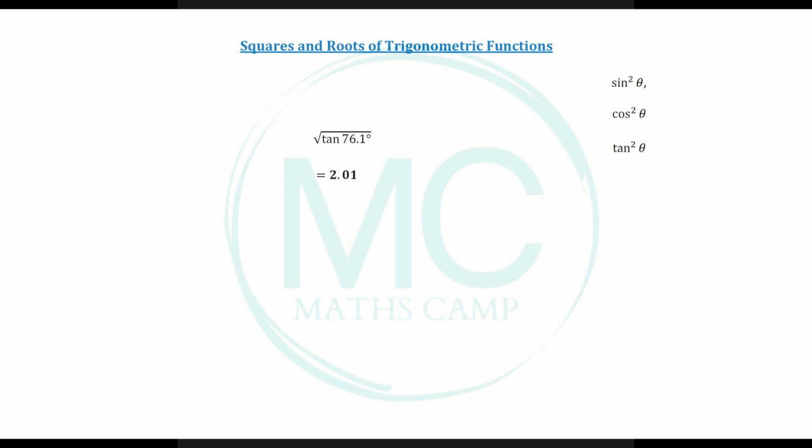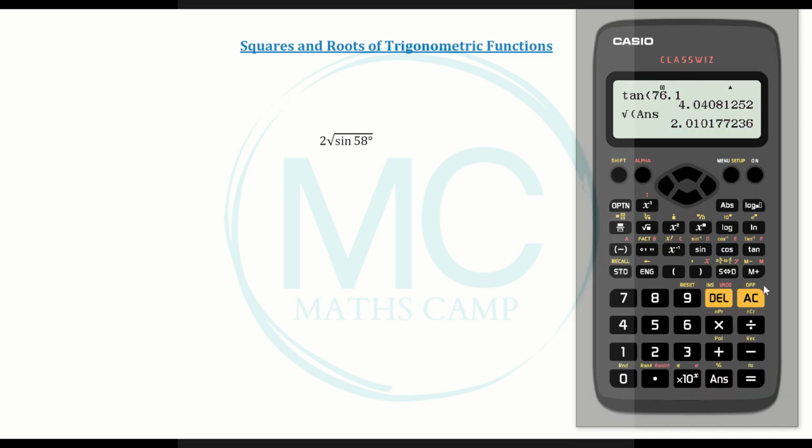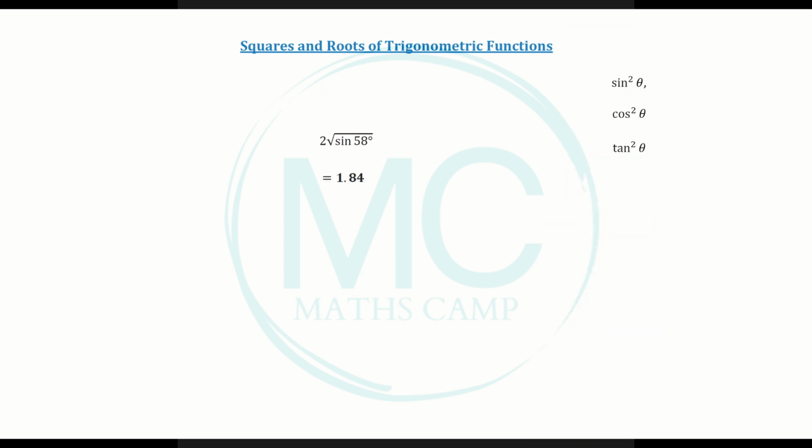Let's do one more. 2 multiplied by the root of sine 58. So let's say sine 58 degrees, and we get 0,84. Let's square root, so we say square root, our answer, 0,92, and then we multiply by 2, and we get 1,84 to 2 decimal places.